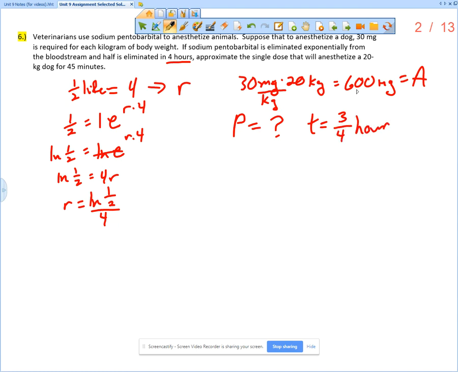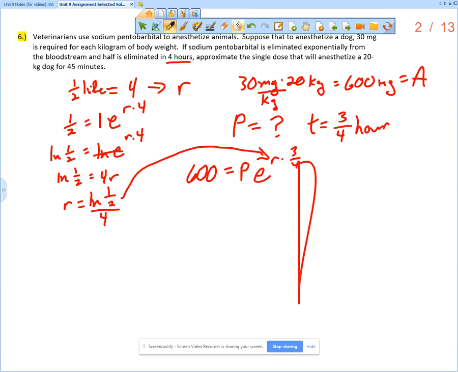Given that A is 600, the amount you need in the end, what is the principal value? We take principal times e to the rate, which is what we just calculated, times the time, 3/4 of an hour. How do I solve for P? Very simple. P is just going to be 600 divided by this other stuff, since it is multiplied by P. So e to the r times 3/4. That's what I need to calculate.